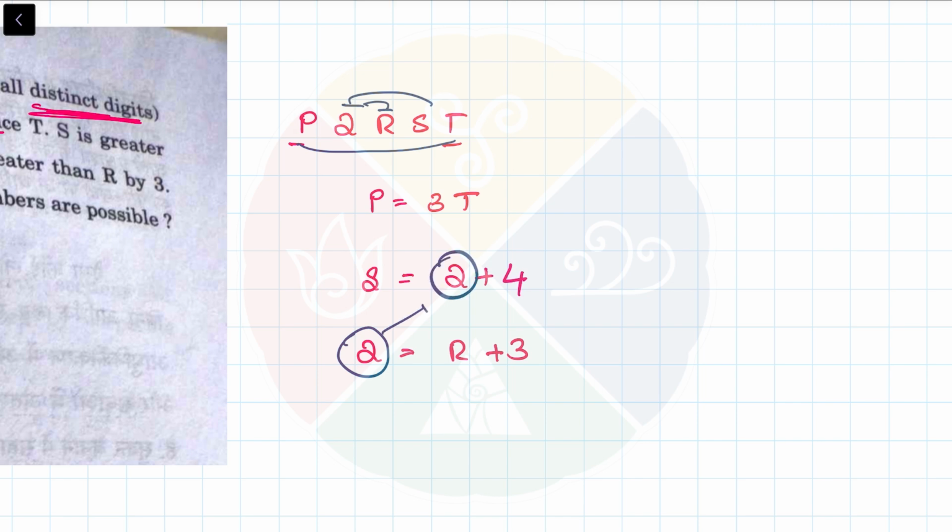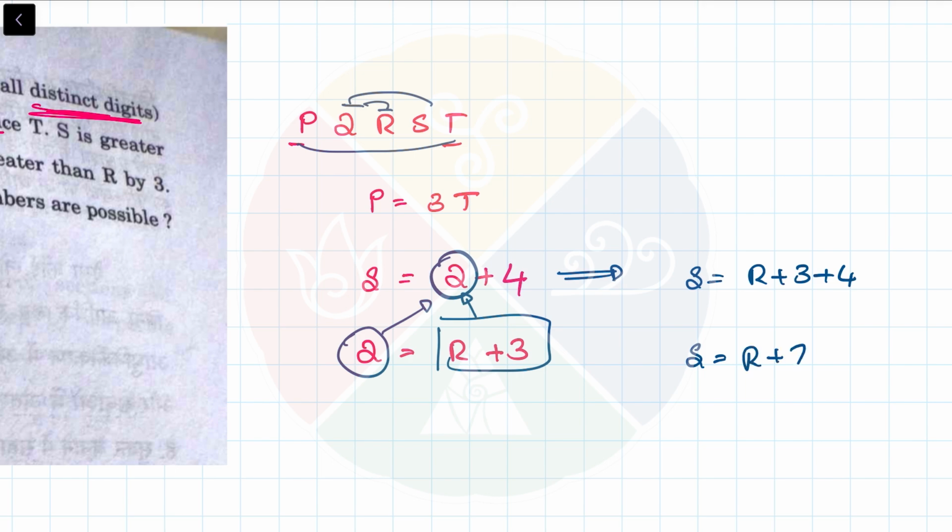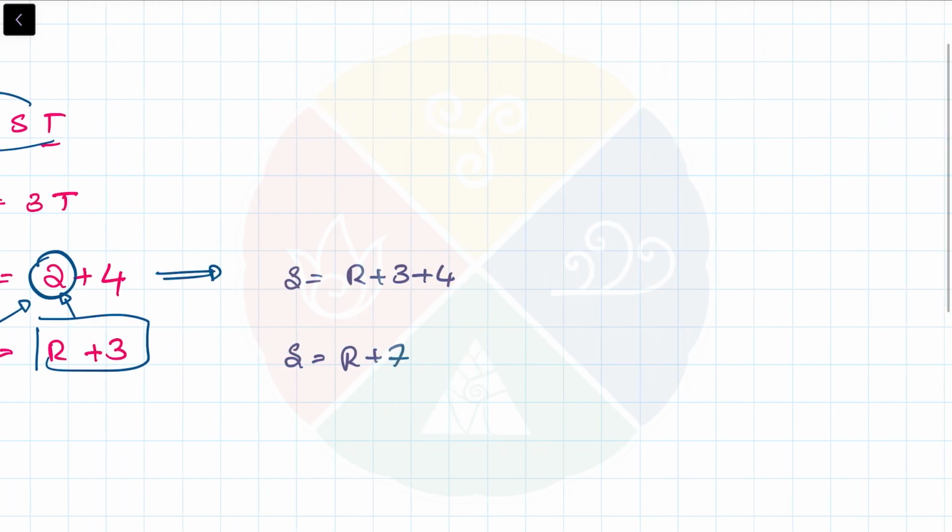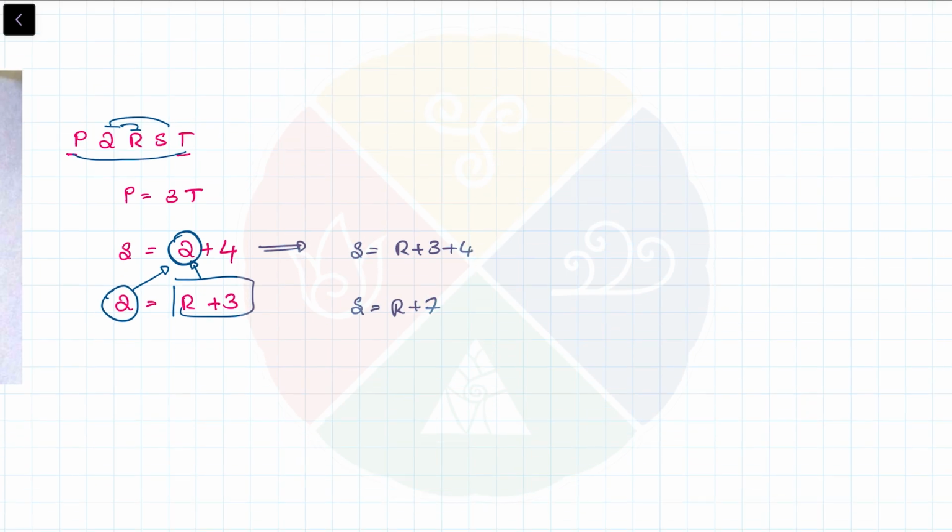this Q with this Q. Instead of this Q, I can put R plus 3. Then this will become S is equal to R plus 3 plus 4. S is equal to R plus 7. Okay. So this is another relationship, and it is actually a very important relationship.